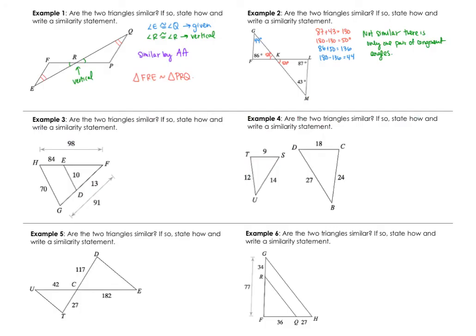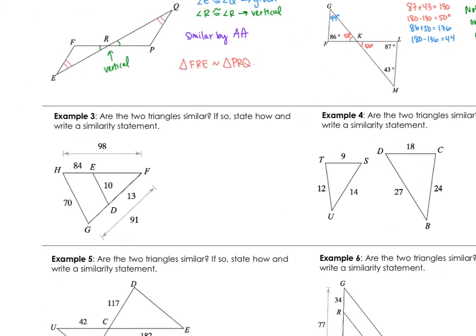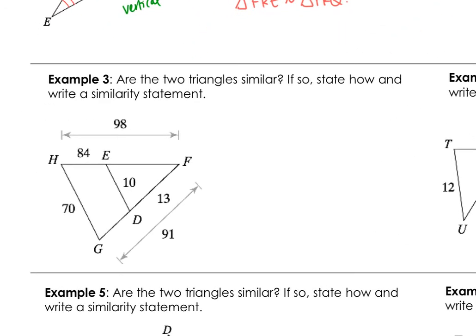Now let's take a look at example 3. So example 3 states, are the two triangles similar? If so, state how, and write a similarity statement. So if we look at these two triangles, okay, there's the small triangle here, and then there's the big one. So since these triangles overlap, what I'm going to have you do is actually draw them separately. So looking at the small triangle, okay, that's EDF.